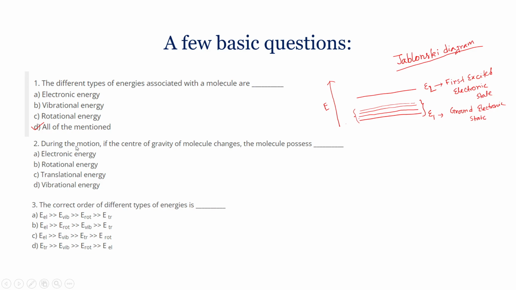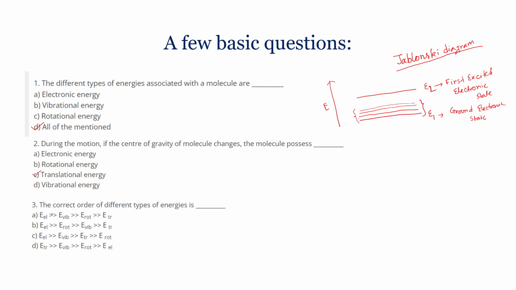So the second question is: during the motion of any molecule, if the center of gravity of the molecule changes, the molecule possesses A, electronic energy, B, rotational energy, C, translational energy, or D, vibrational energy. Which one is the correct answer? Obviously, it will possess electronic, rotational, and vibrational energy. Oh, so I gave you the answer. Actually, the answer will be translational energy. If the center of gravity is changing, it means it has some translational energy.